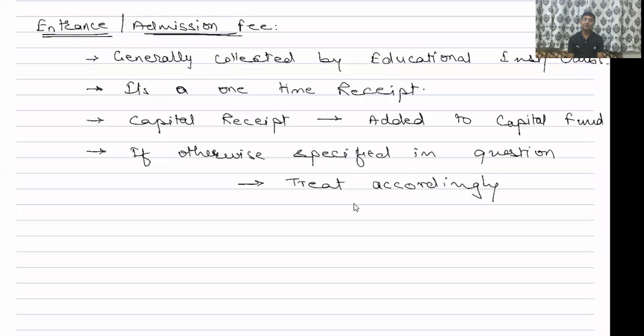So that capital half will be added to the capital fund and the other half will be shown in the income and expenditure account. However, if nothing has been provided, then whatever amount is given in the receipt and payment account will directly go to the addition to the capital fund. Am I clear for everyone? Yes or no?